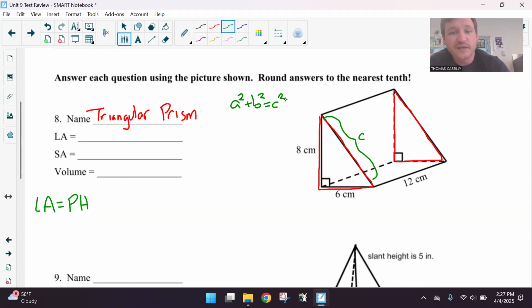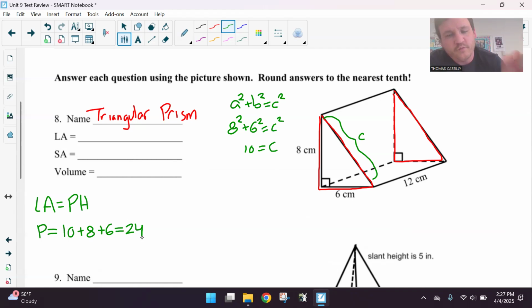A and B have to be the two legs. So we have 8 squared plus 6 squared equals c squared. Now if you remember this one, it'll save you some time. This is a Pythagorean triple, so c is 10. If you don't remember that, you're going to have to work through the formula, but you guys are more than capable of doing that. So c is 10. So if we look at the lateral area, we need the perimeter, and the perimeter is just 10 plus 8 plus 6. All right, so 10 plus 8 plus 6 gives us 24. So the perimeter is 24.